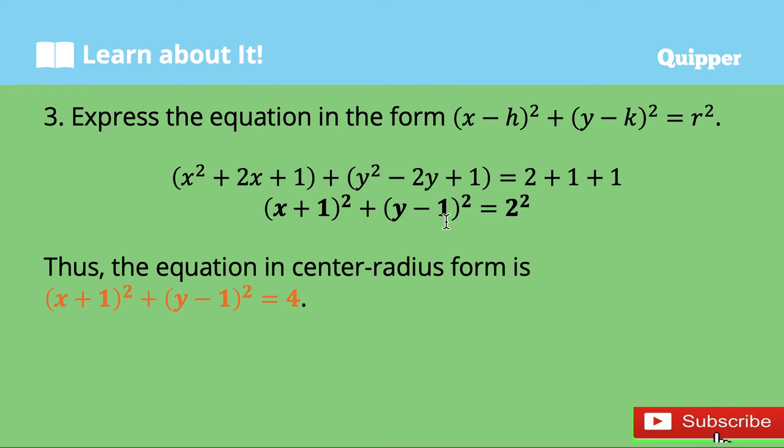Therefore, the equation of the center radius form is (x + 1)² + (y − 1)² = 4. In this equation, we can easily identify what is the center and what is the radius. The center here is at (−1, 1), and the radius is 2.